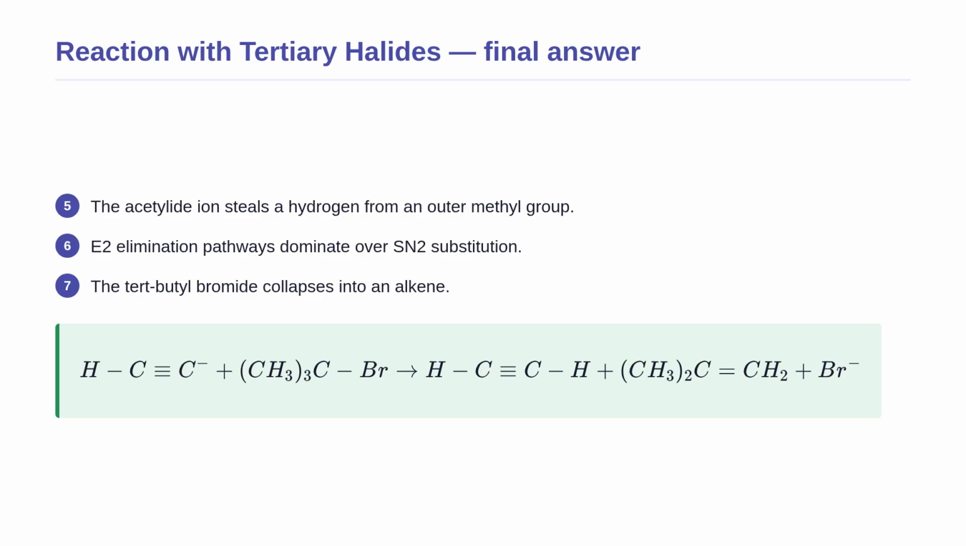When a strong base encounters a tertiary alkyl halide, the steric hindrance and high susceptibility to E2 elimination pathways dominate. This leads to the formation of an alkene rather than the substitution product. The acetylide ion turns back into ordinary acetylene gas. Meanwhile, the tert-butyl bromide collapses into isobutylene, which is an alkene with a double bond, releasing a bromide ion.